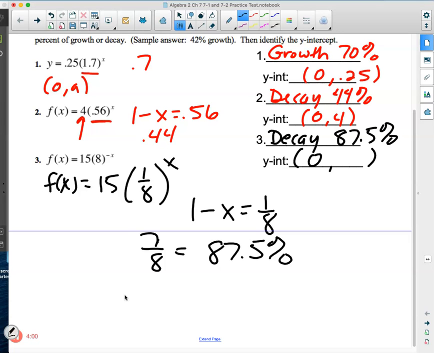Zero what for this one? Yeah, the negative exponent didn't affect the a value, the 15, at all. So we're going to have to be careful. Always check: did they leave a negative exponent, hoping that we would miss that? Simplify it before you start talking about growth and decay. Piece of cake tomorrow? Good.